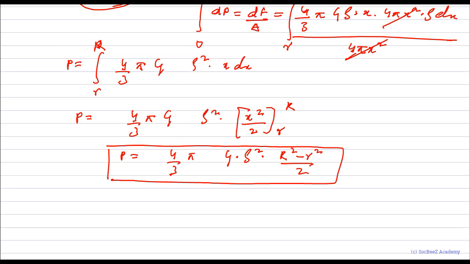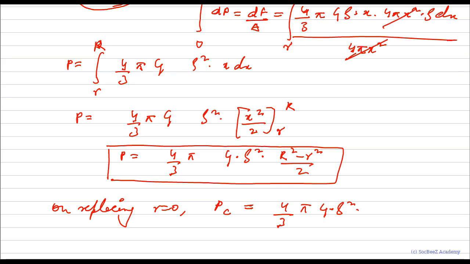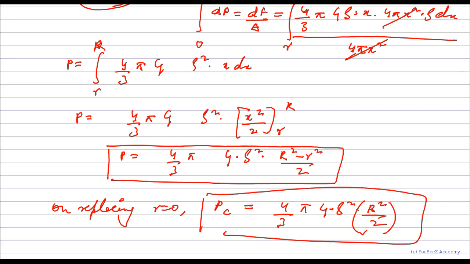Now in the second subpart of the question, I had to find out the pressure at the center of the earth, considering it to be a uniform sphere. So in that case, I just need to replace small r by 0. On replacing r equals 0, we get the pressure at the center of the earth as 4 by 3 pi into G into rho square into capital R square by 2. So this is going to be the pressure at the center of the earth.